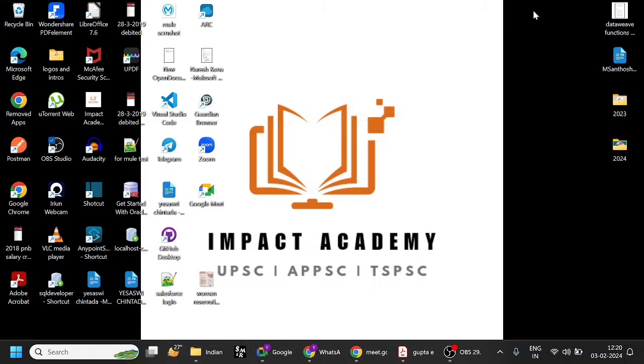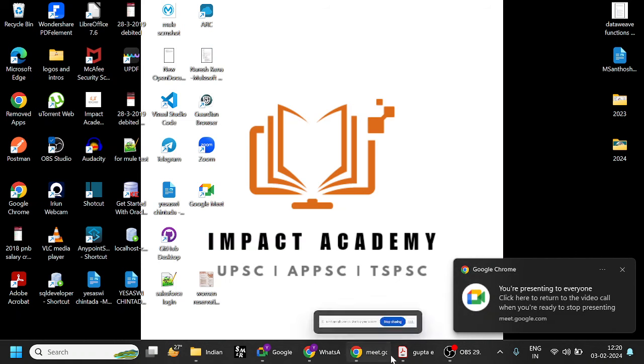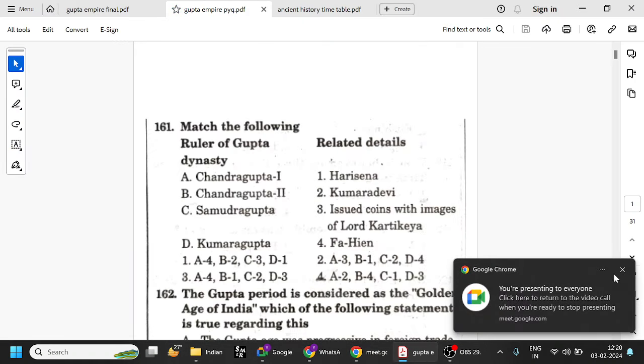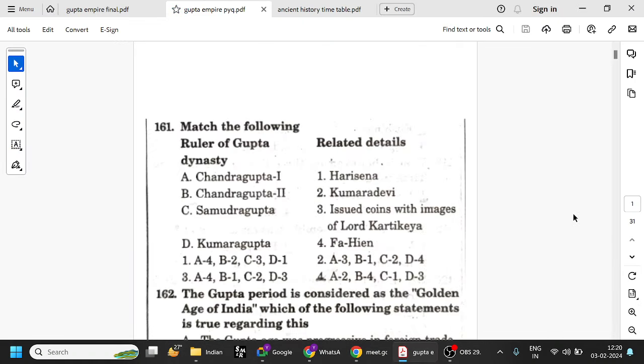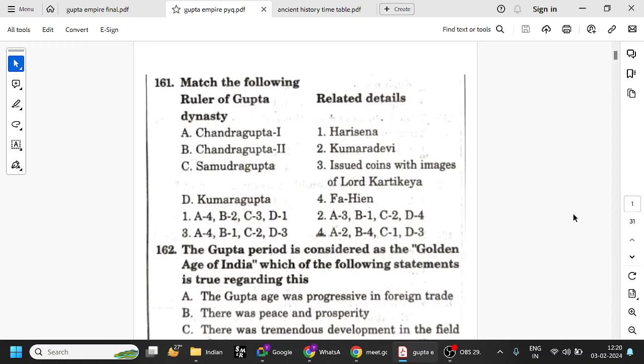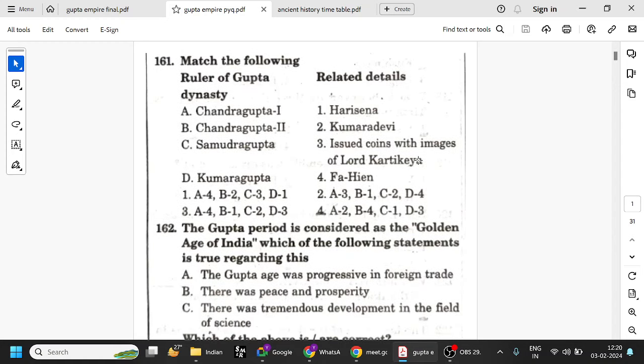So let us start. Gupta. So this is very easy. We have seen just now the rulers and related details.